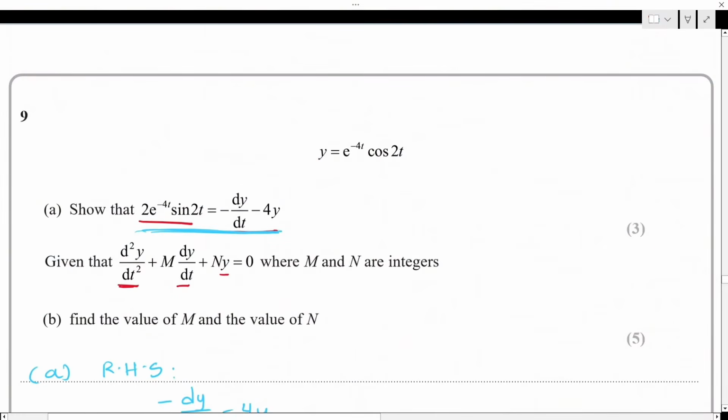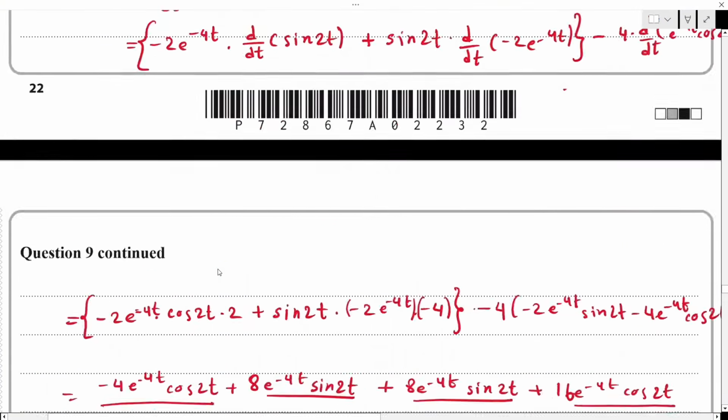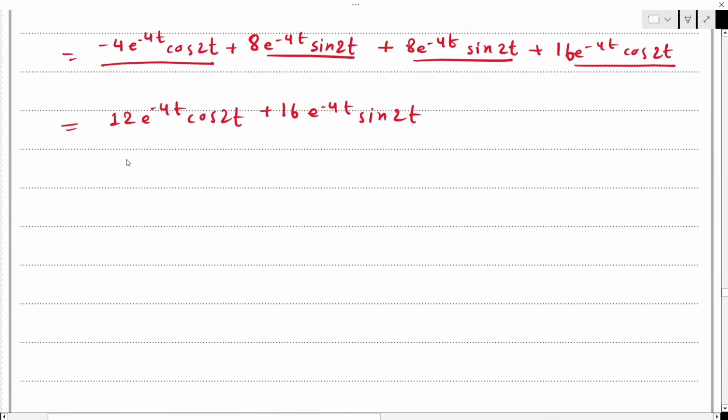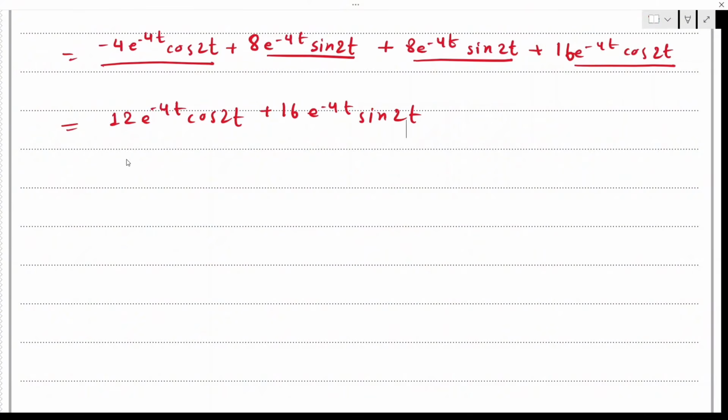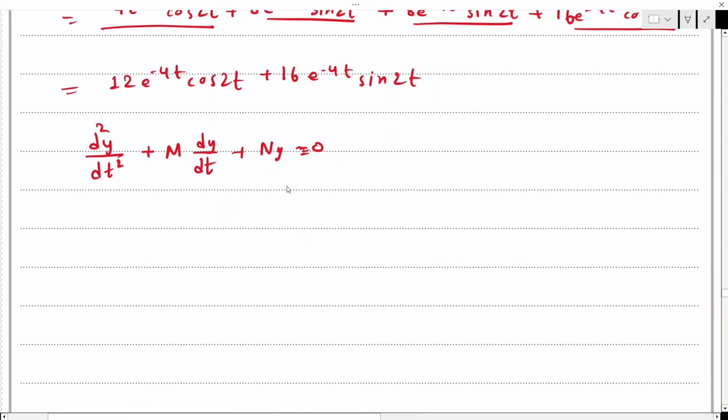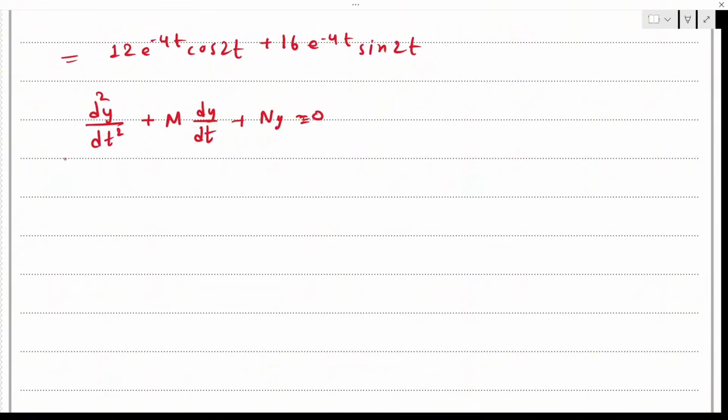We know from the question that we have to show that this equation is equal to 0, and we now have to find the value of m and n from this. So I can substitute the expressions for the double differentiation of y, dy by dt, and the expression for y, and then I can find the value of m. So I can write d squared y by dt squared plus m dy by dt plus ny is equal to 0. So I can input the expressions in this equation.